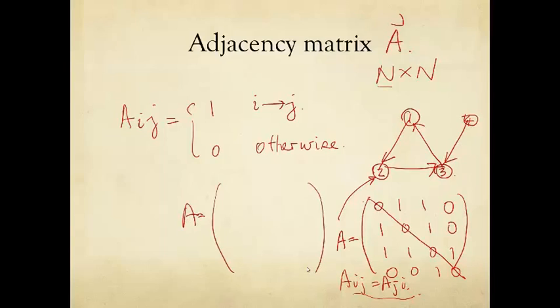1 goes to 2, and 2 goes to 3, 3 goes to 1, and 4 goes to 3. Now, as you can see, Aij is not equal to Aji, for example. This is 1, but this entry is 0. A21 is not equal to A12.